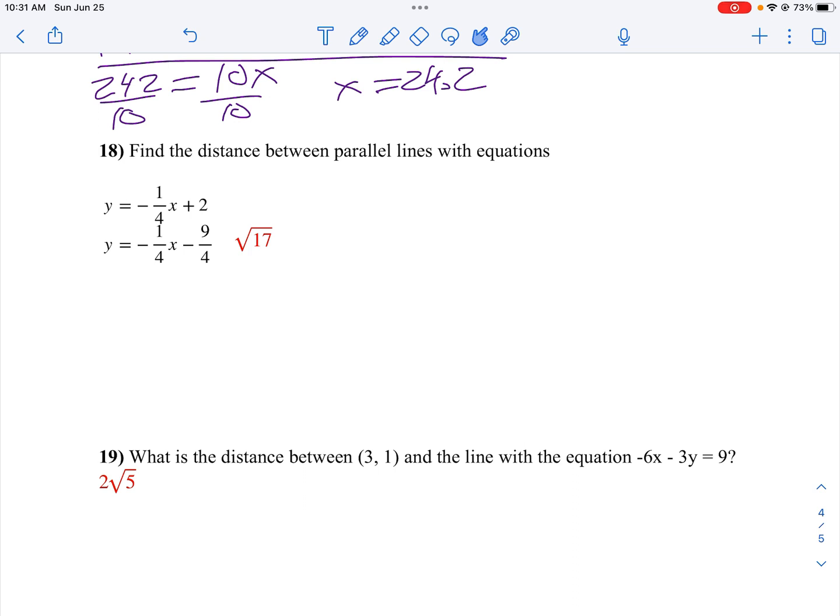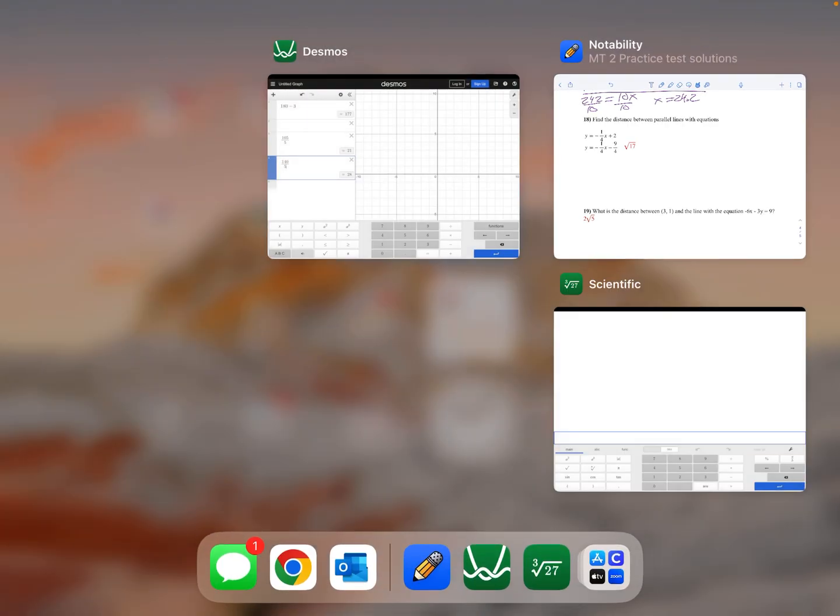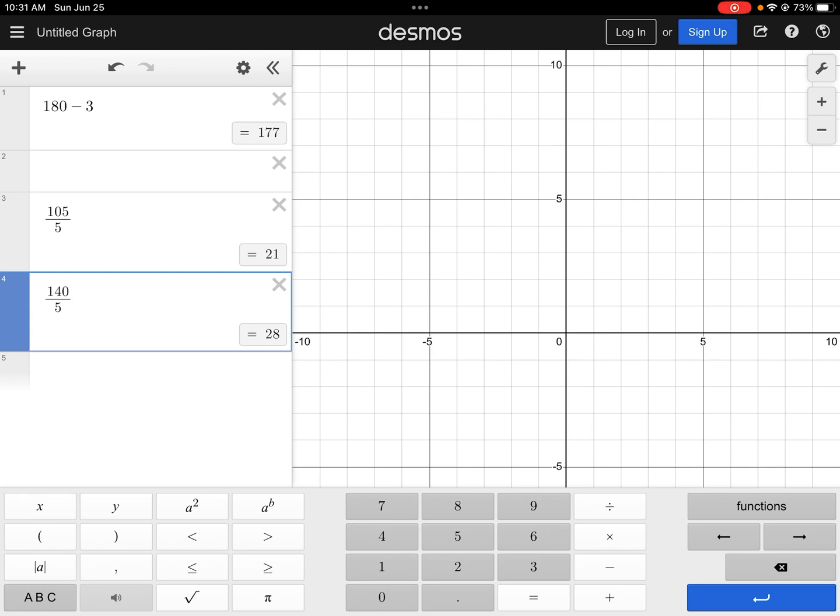On number 8, I want to find the distance between these parallel lines. I think what I'll do is graph these on Desmos just so I can visualize. You still got to show your work. Desmos will not give you the answer, and I don't expect to see just a numerical answer on your test. But you can use Desmos for this part. So y equals negative 1/4 x plus 2. So let's pull that up, and I'll make a new graph here.